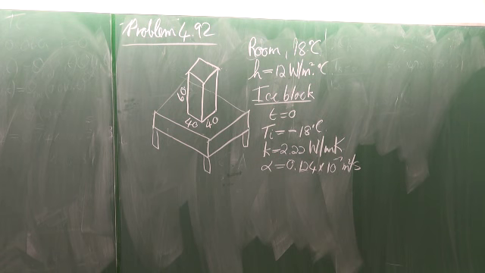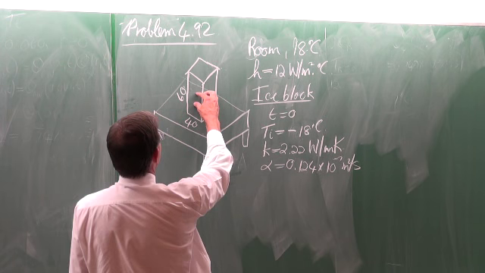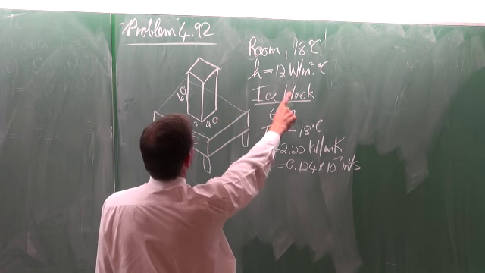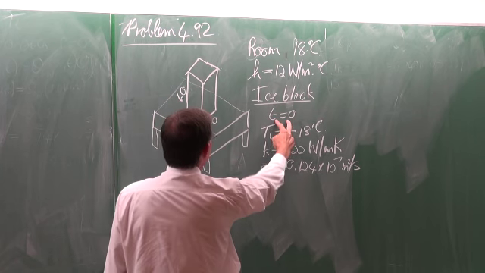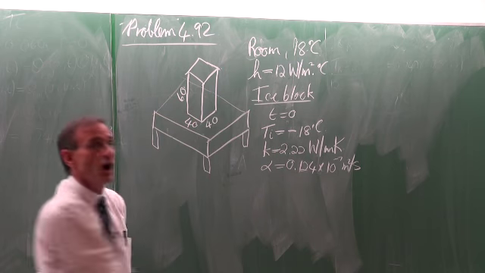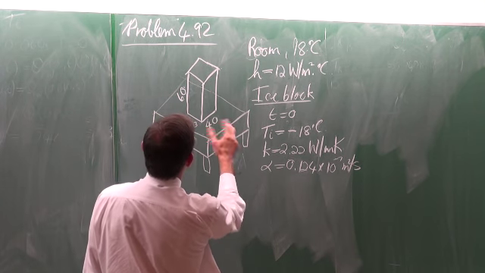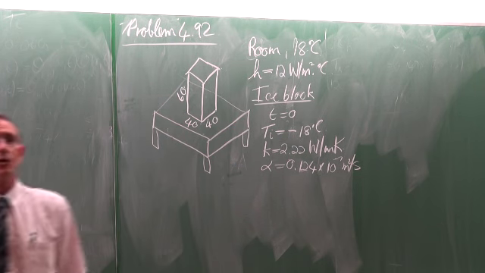That is the ice block. Okay, so the ice block, all the properties given. It is at 18 degrees Celsius. That is 60 millimeters, 40 by 40. The heat transfer coefficient 12. At T equals 0, the temperature of the ice block is minus 18. The K value and the alpha, and you can neglect heat transfer from the base.